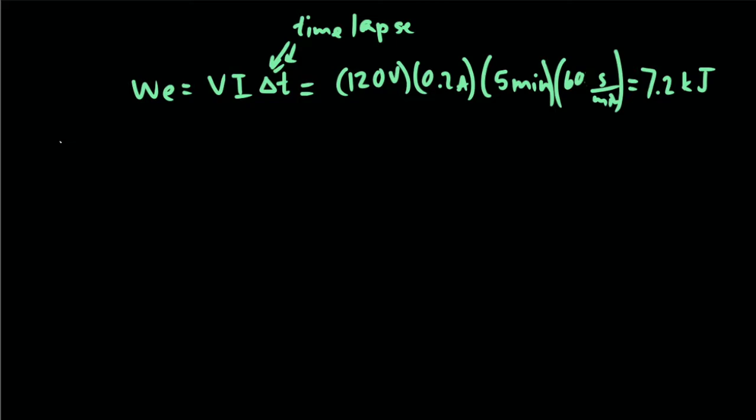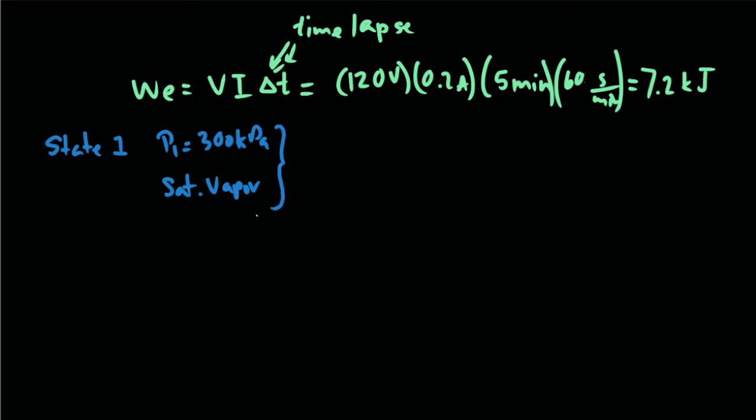All right, so for state 1. State one was before we introduced the electric work, before we turned on the switch to the resistor for 5 minutes. For state one, we know that the pressure, since it's constant, is 300 kilopascal, and we were given that the state is saturated vapor. So these are two independent properties that we need, and therefore if we go to the appendix, and since we're given pressure, we use table A5, which is our pressure table for saturated water.